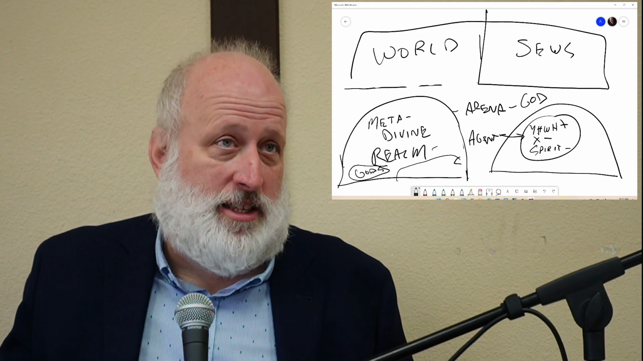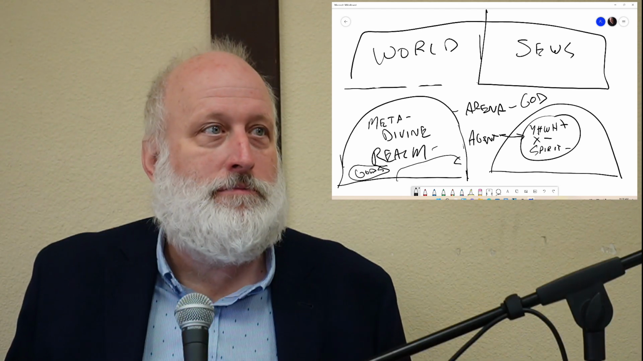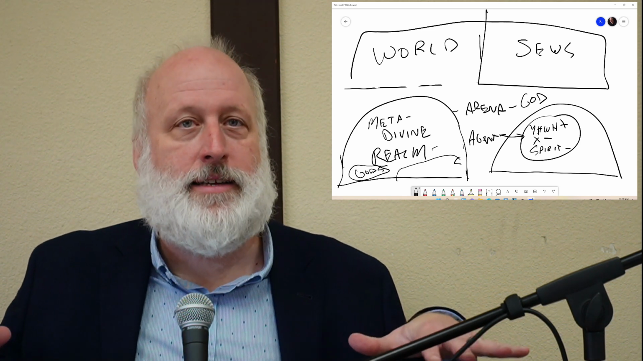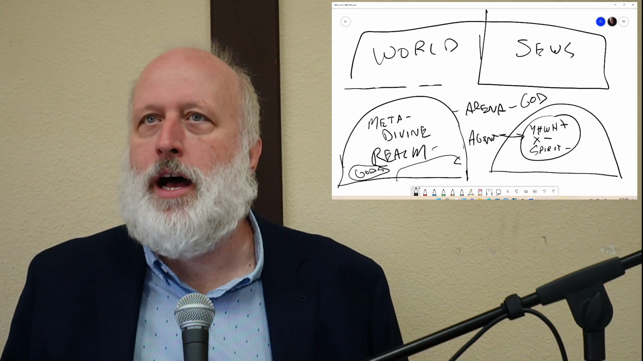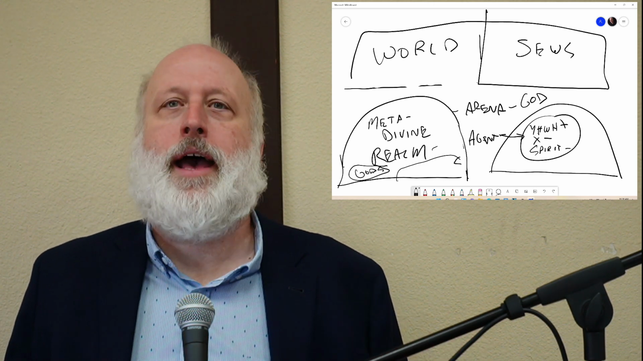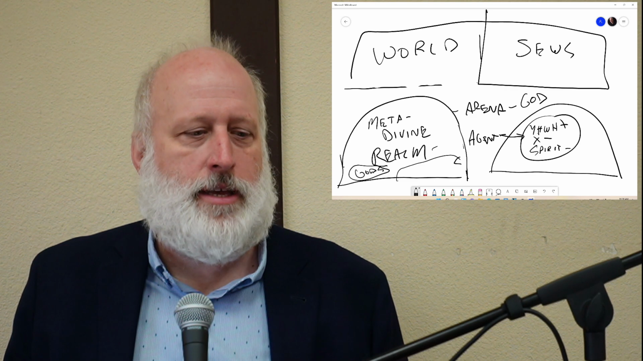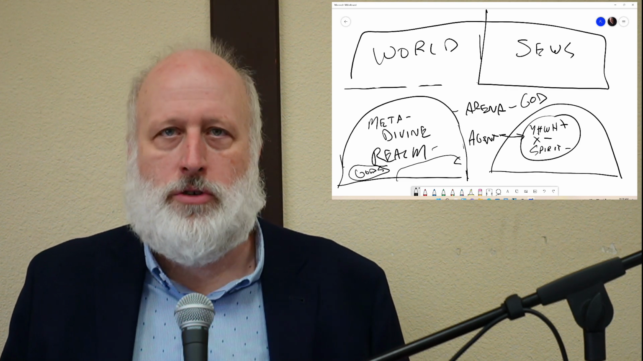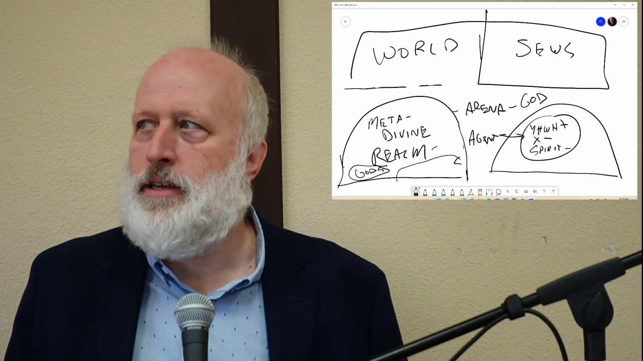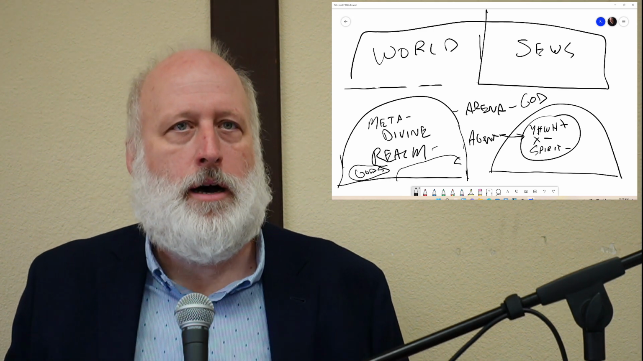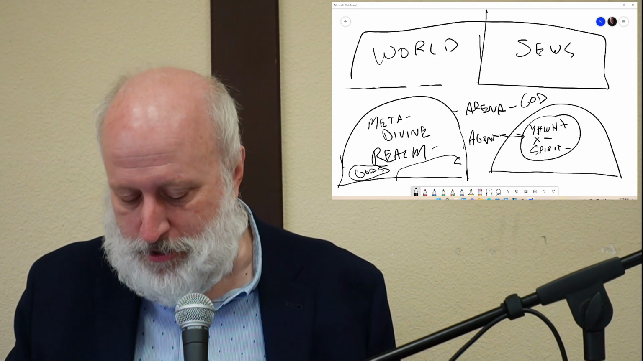Now, I didn't come across this idea about the meta-divine realm until a year and a half or 2 years ago. But I had all of these ideas, which basically said similar things, so that when I heard about the meta-divine realm, I said, okay, well, that makes sense now. What is the difference between the God of Israel and Zeus? Zeus is subject to the meta-divine realm. The God of Israel is agent and arena both. This is a shocking difference.